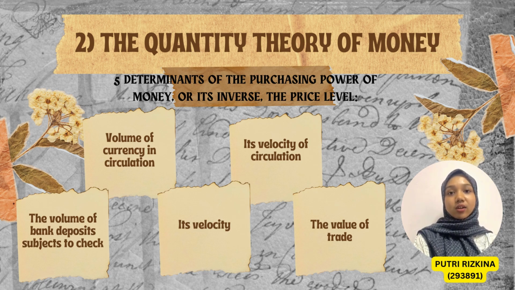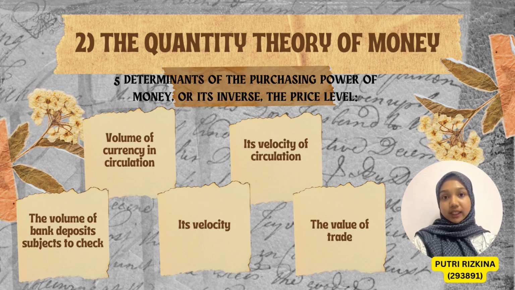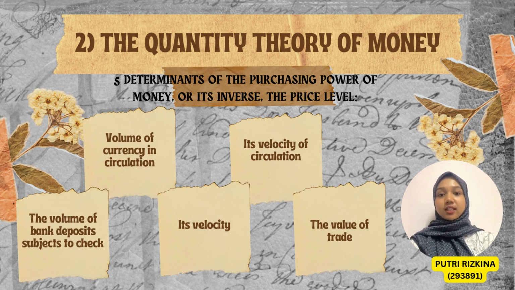The second theory of Fisher is the quantity theory of money. There are 5 determinants of the purchasing power of money, or its inverse, which is the price level. The first determinant is the volume of currency in circulation. The second one is its velocity of circulation. The third one is the volume of bank deposits subject to check. The next one is its velocity, and the last one is the volume of trade.